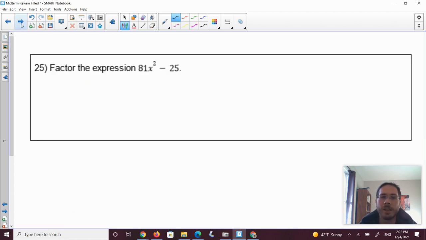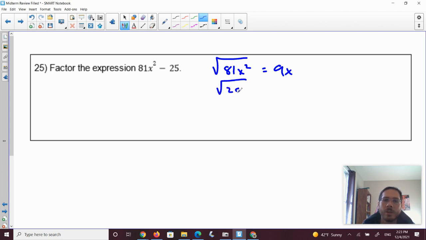So for 25, we need to factor this. All right, well, we're just going to use our tricks that we had. If we see here, we have a minus sign. We have to remember that we've got 2 perfect squares. So the square root of 81x squared: square root of 81 is 9, square root of x squared is x, and square root of 25 is 5. Now, because we have this minus sign, we know we're not going to have any i's in the end problem. So we're going to write down 9x plus 5, 9x minus 5.